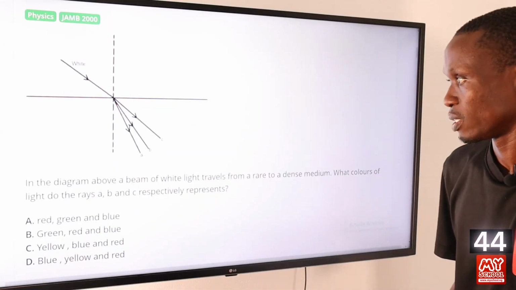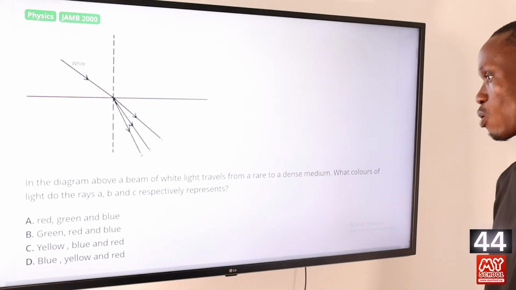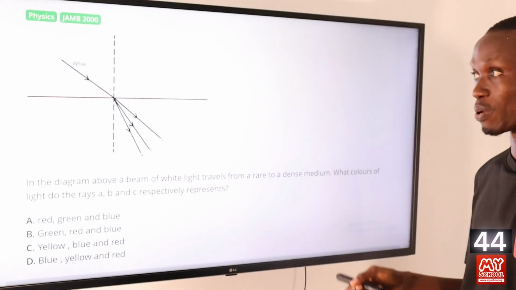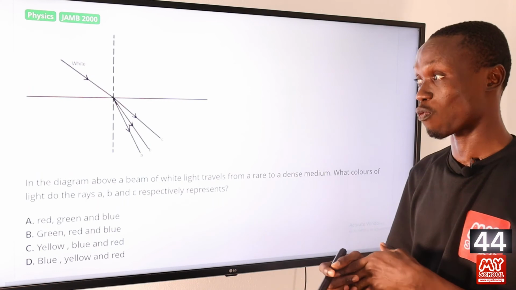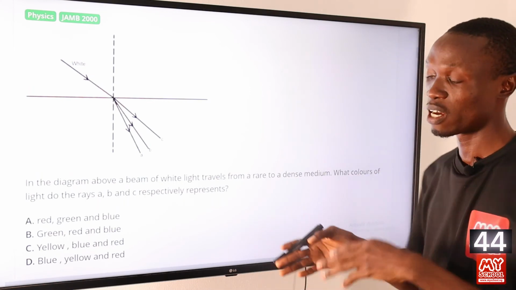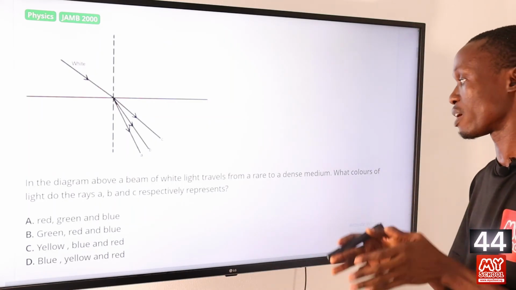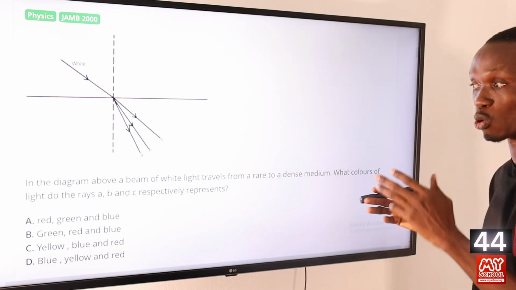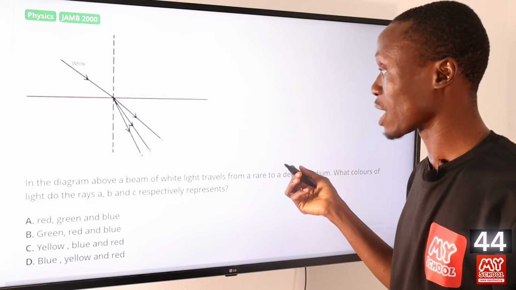Question 44. In the diagram above, a beam of white light travels from a rare to a dense medium. What colors of light do the rays A, B, and C respectively represent? So this is a question on dispersion of white light. Dispersion of white light is simply the separation of white light into its component colors. So when a beam of light passes from a rare to a dense medium, the white light will be separated into its component colors.